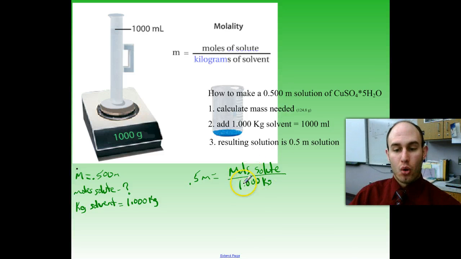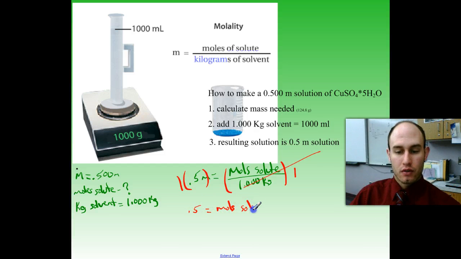So to get moles, I'm going to simply solve here by multiplying each side by 1, and that cancels. And then what I do to one side, I do to the other, and I end up with 0.5 equals my moles of solute. Right? So that's your copper sulfate pentahydrate.